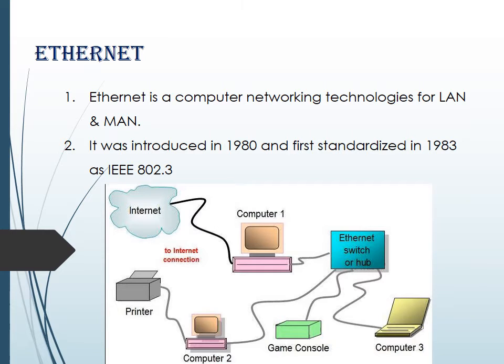First, traditional Ethernet. The traditional Ethernet is the oldest version of Ethernet, created in 1976, which is designed to operate at the maximum data rate of 10 Mbps.